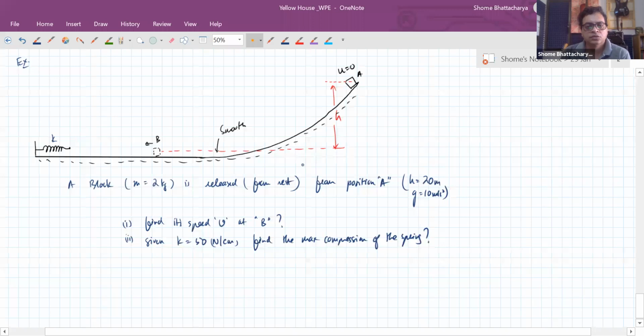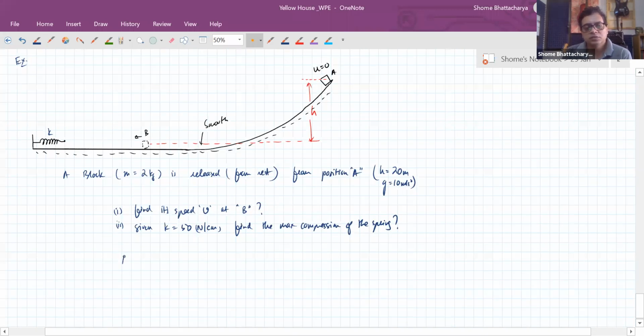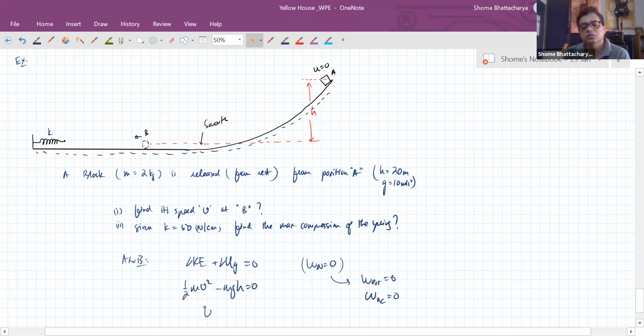Okay. So what you do is, A to B, you look at this change in kinetic energy plus change in gravitational potential energy will be zero, because work done by normal reaction is zero. So that means there is neither any work done by external force nor any work done by non-conservative force. So mechanical energy is conserved. So half mv square minus mgh is zero. So v is equal to root 2gh, which is equal to 20 meters per second.